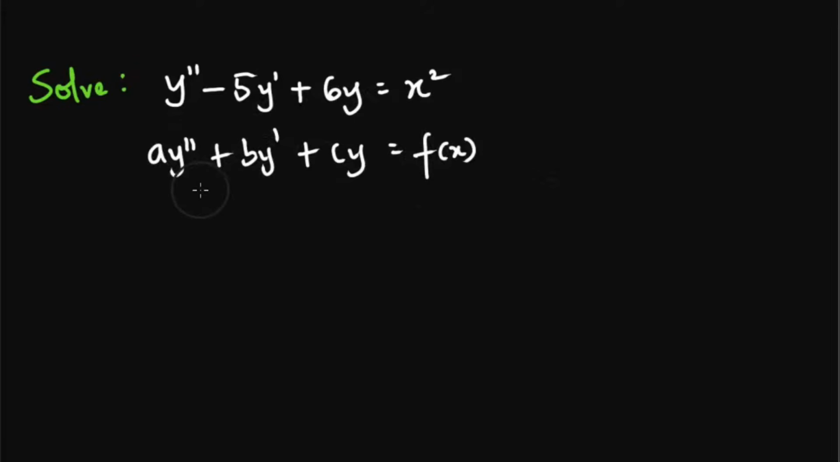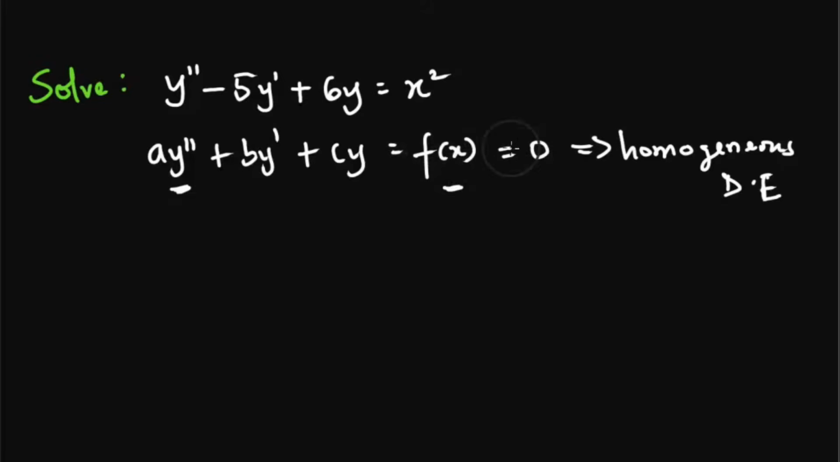The highest derivative is a second derivative, d squared y dx squared, or y prime prime. When f of x equals 0, it is a homogeneous differential equation. But when f of x is not equal to 0, like in this case, this is a non-homogeneous differential equation.